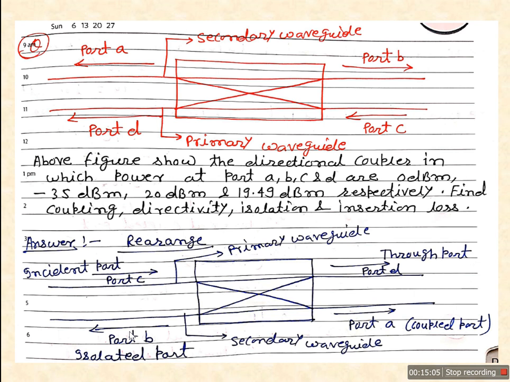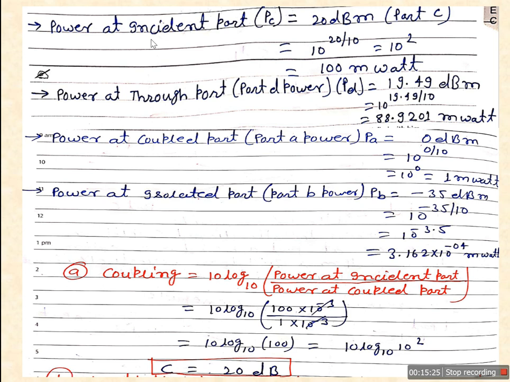This is the trick. Always put the primary waveguide on the upside and the secondary waveguide on the downside. It may change in any way, in any type. Only by seeing the direction of the arrows, you need to identify the ports. Then everything is simple. Power at the incident port is given, 20 dBm. Convert it: take the anti-log and it comes in milliwatts. Similarly find the through port, the coupled port, 0 dBm, that means 1 milliwatt, and port B. Now find out the coupling.